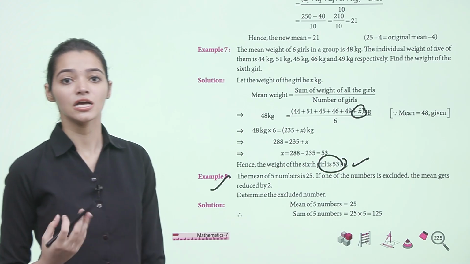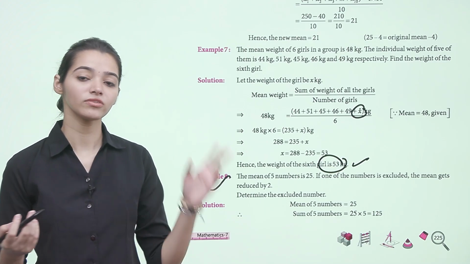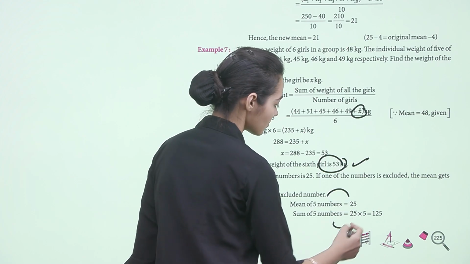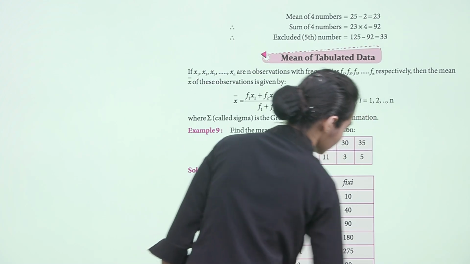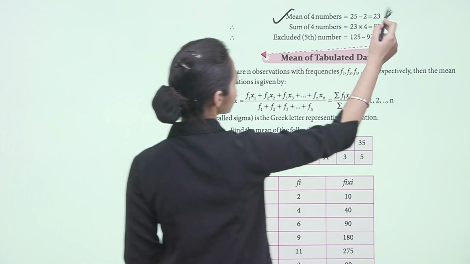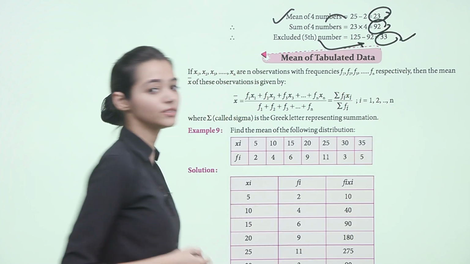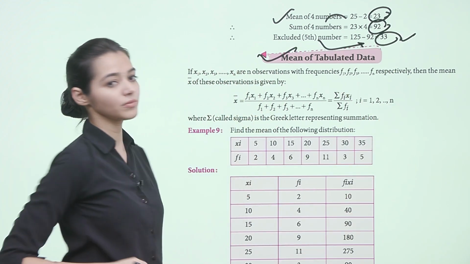Now example number 8: the mean of 5 numbers is 25. If one of the numbers is excluded, the mean gets reduced by 2. So the mean of 5 numbers is 25, so the sum of 5 numbers is 125. And the mean of 4 numbers is 23, so the sum of 4 numbers is 92. The excluded number is what? 33.